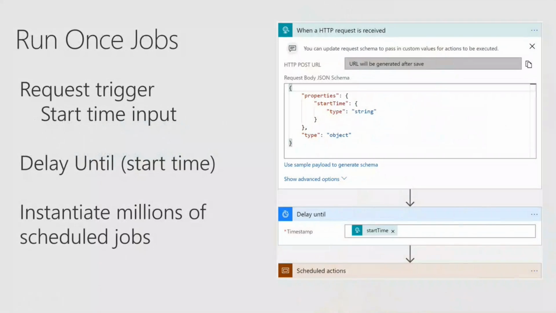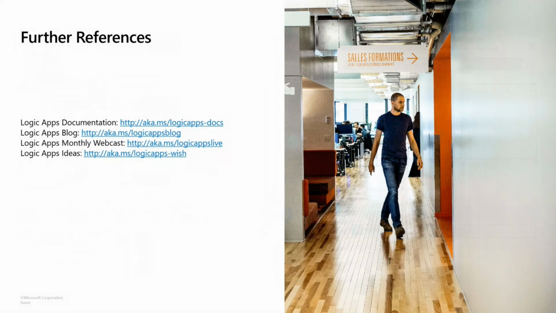Too far. So you can also do run once, where you could set up a workflow, and then like this one, for example, says when an HTTP request is received, a URL will be generated after save, and then it says what's the start time, giving a string and an option, and then maybe a delay, and then whatever your scheduled actions are, and that could be like it says there, it can instantiate millions of scheduled jobs.